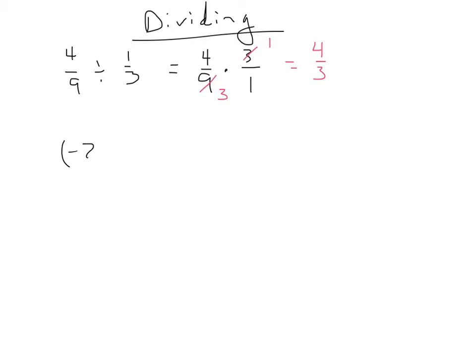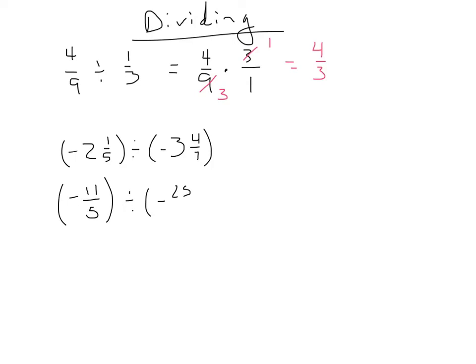So if I have -2 1/5 divided by -3 4/7, I'm going to change this problem into, okay, that's -11/5 divided by -25/7. And now I can go ahead and flip my second fraction, so I get -11/5 times -7/25, and that's going to get me a positive 77/125.